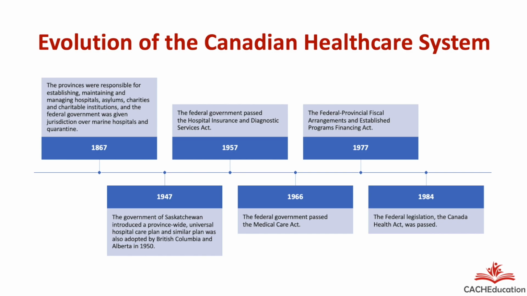And so we can see that these dates are interspersed along our continuum, bringing us to a present day situation of the deliverance of healthcare in Canada. In 1984, the federal legislation of the Canada Health Act was passed. As you can see on our slide here, we have a wide range of time periods in which our healthcare has evolved, from 1867 all the way to 1984.